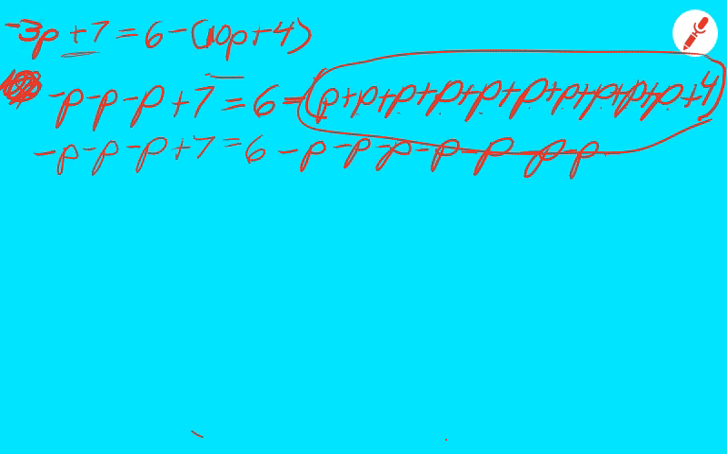Minus p, minus p, minus p. It's 1, 2, 3, 4, 5, 6, 7, 8, 9. Minus p, minus 4. So that's what we have right now. We have minus p minus p minus p plus 7 equals 6 minus p minus p minus p minus p minus p minus p minus p minus p minus p minus p minus 4. Oh Lord. Okay, well, we've got all these p's and we've got numbers.